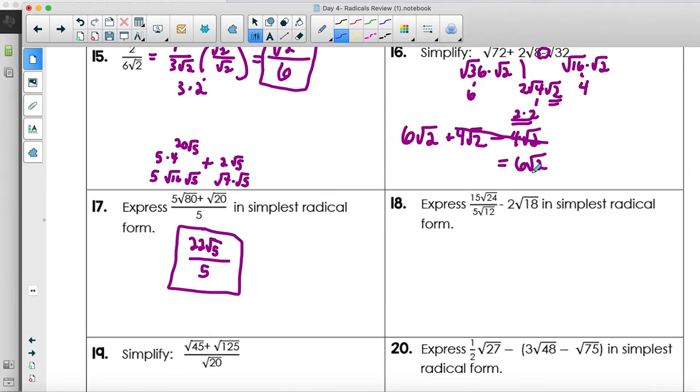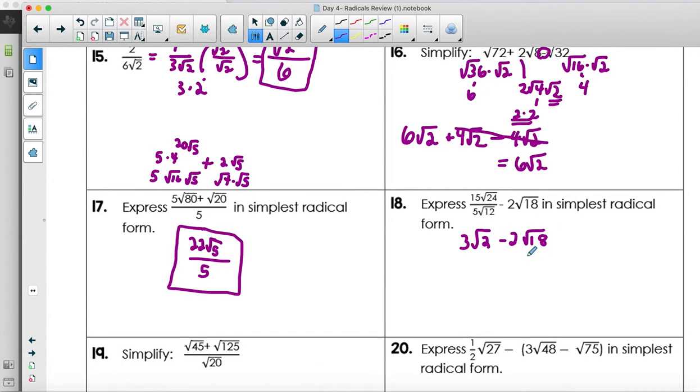Number 18, again, I'm going to divide here and then subtract, order of operations. I can do 15 divided by 5 is 3. That's outsides by outsides. Here's insides by insides. I can do radical 24 divided by radical 12 is 2, but don't forget that 2 is under a radical. And then I have minus 2 radical 18.